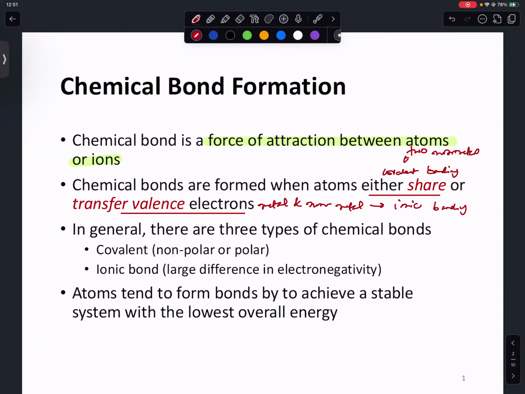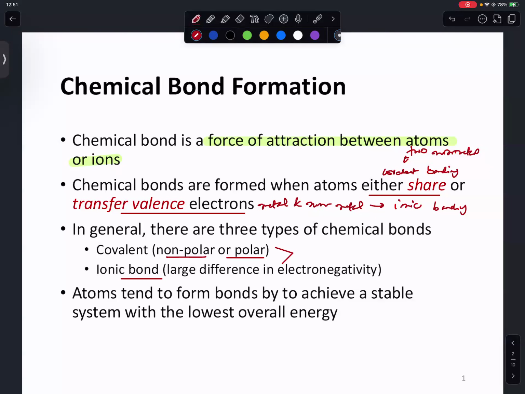Covalent bonding can also be nonpolar or polar. This is already discussed in the video on polarity and ionic bonding, and these two will be determined by differences in electronegativity, but this is not the focus of this video.